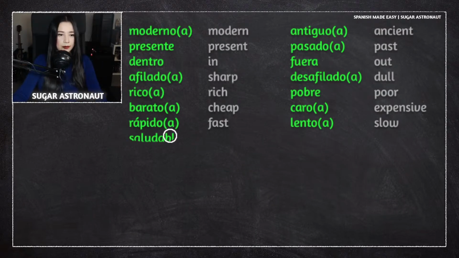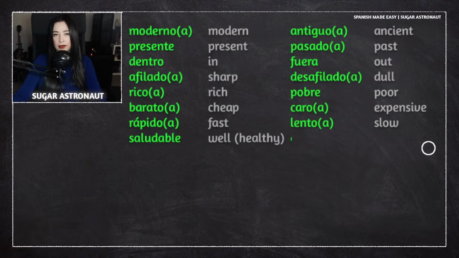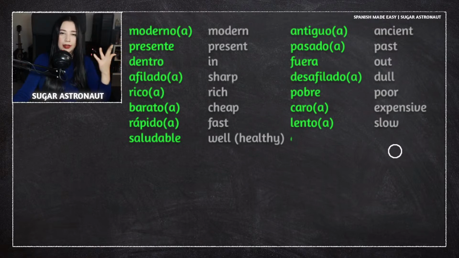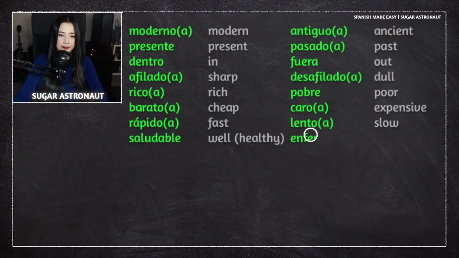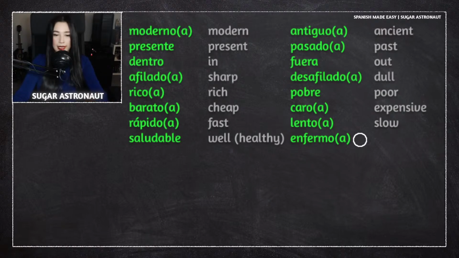Now, the next one, saludable. Saludable, that means well or healthy. It means more healthy than well, but you can say estoy saludable, I'm well, meaning I'm healthy, okay? No estoy saludable, I'm not well, as in not healthy, you know? Enfermo, that's the opposite, enfermo or enferma, and that means sick.